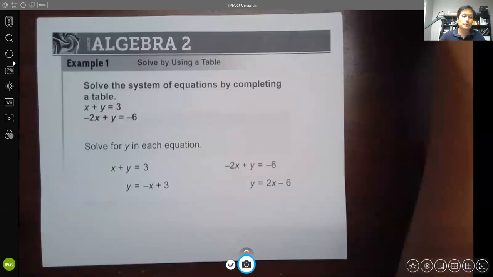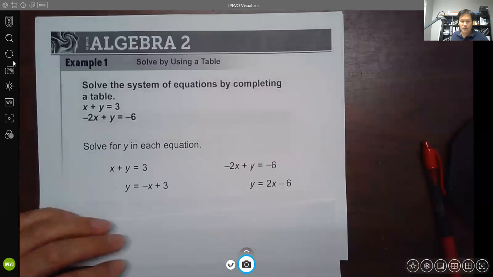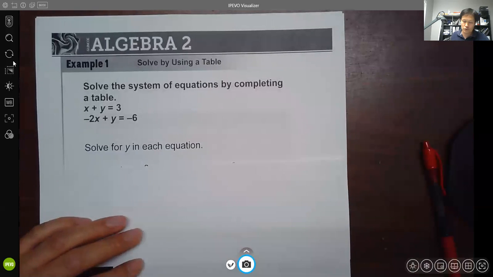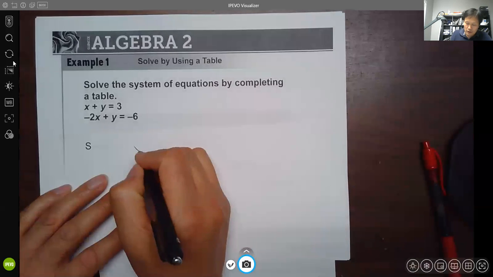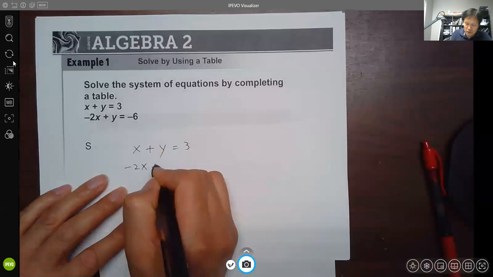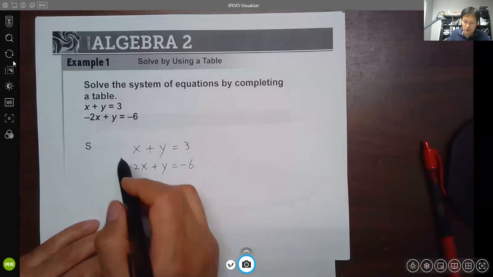So I'll probably never ask you to do that. Just solve using elimination or substitution. That's what I would do. So here, x plus y equal to 3, minus 2x plus y equal to minus 6. I think elimination works perfectly here.